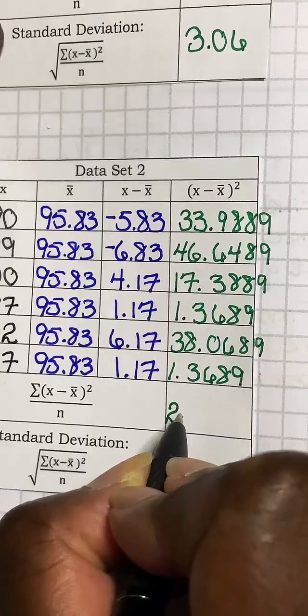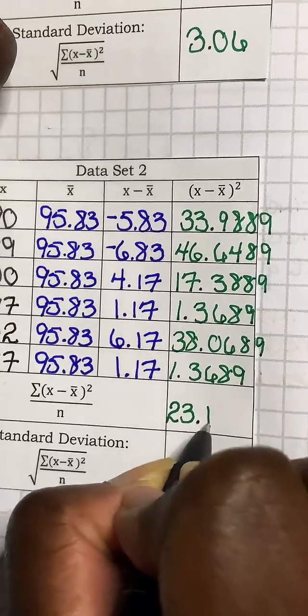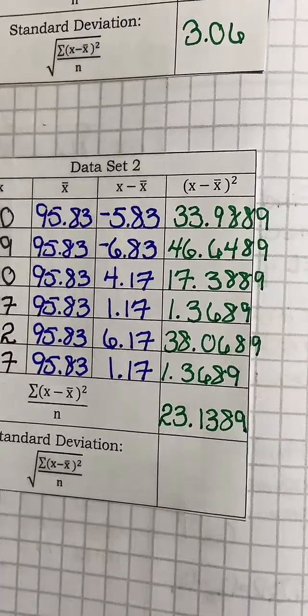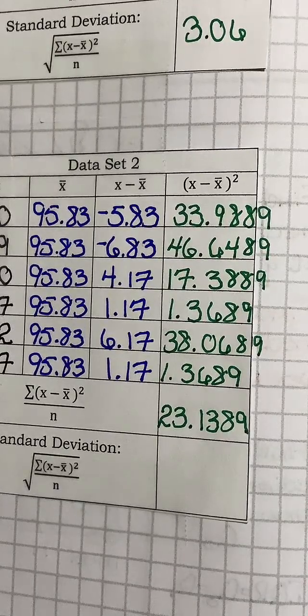So after I divide by 6, I got 23.1389. Okay, 23.14. Okay, I'll take that.